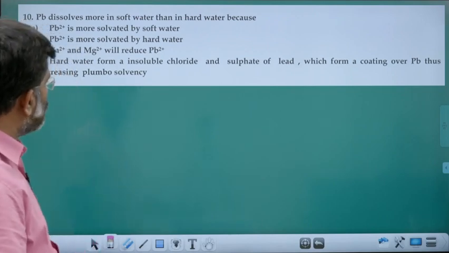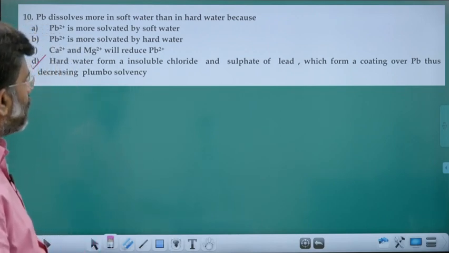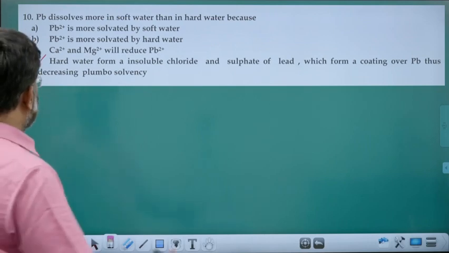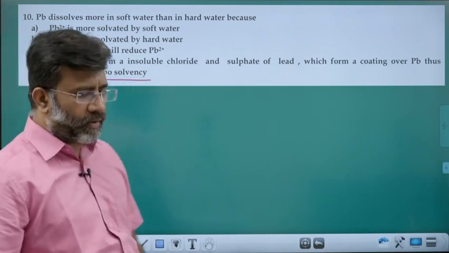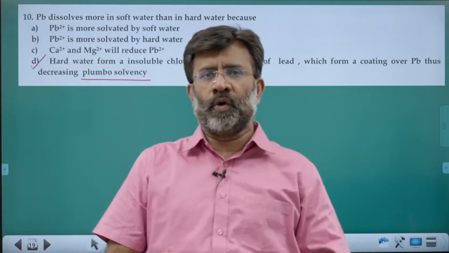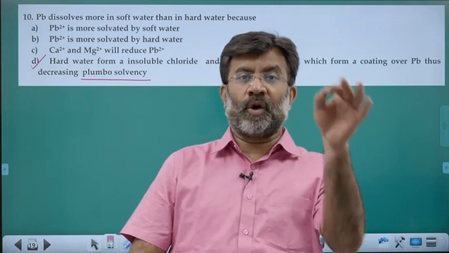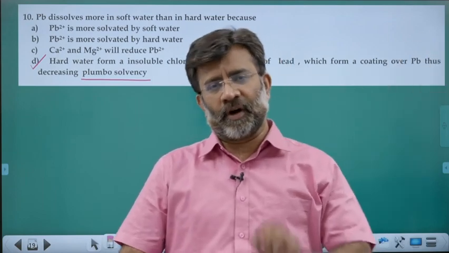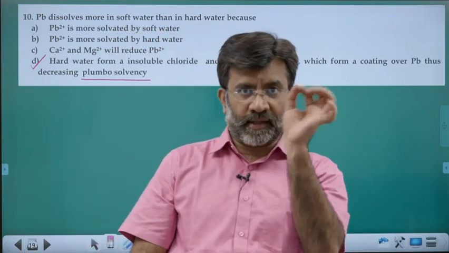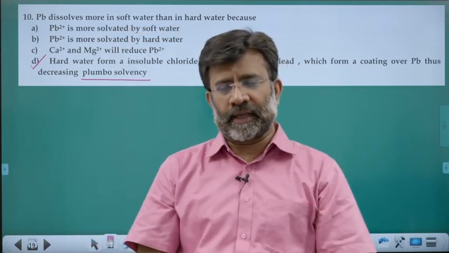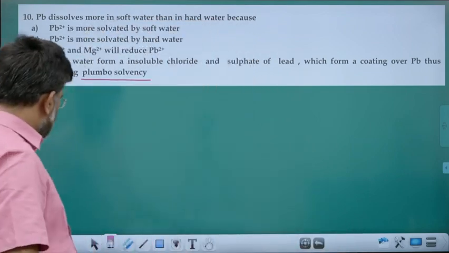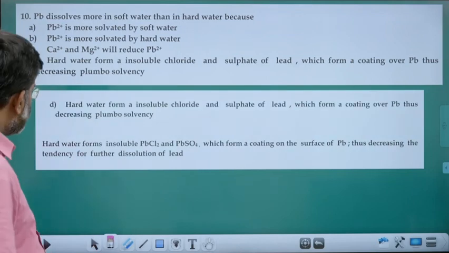In hard water, you know what happens? It forms the insoluble chloride and sulfate of lead, which forms a coating over lead that decreases plumbosolvency. In hard water, the dissolution of lead is low because of the presence of chlorides and sulfates. It forms lead chloride, which forms a coating. It forms lead sulfate, which forms a coating, and that prevents any further dissolution, which is not happening in soft water. That is the point.